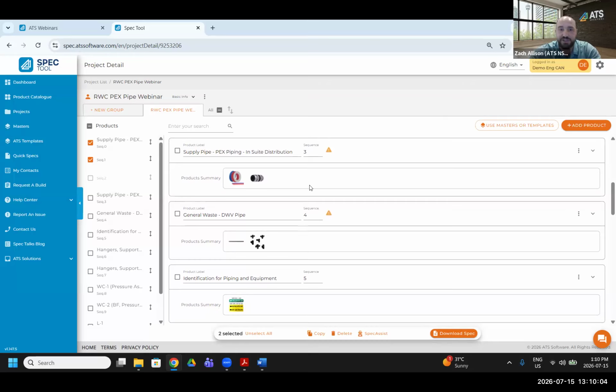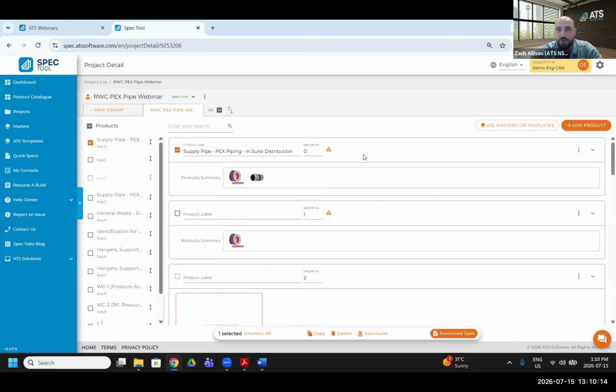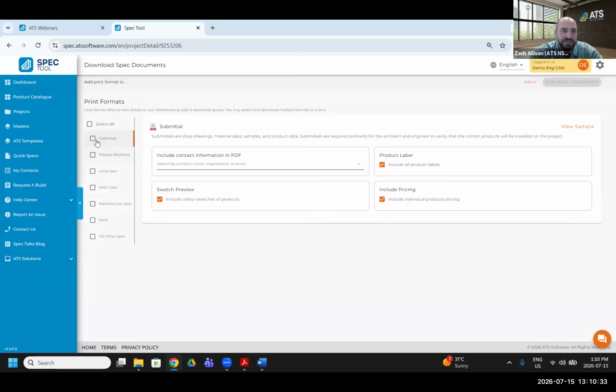You'll get notifications when the products are going out of date, have a major update, anything like that, and provide your team the efficiency of navigating them on the system. So if your team is already on it, which a number of people are, the last thing I'll mention here, this bar kind of hides it, but our download spec button is here. The spec assist button is here, which is going to assign your approved alternates. But we'll just talk about the download spec button here. If you have questions on the spec assist, let me know.